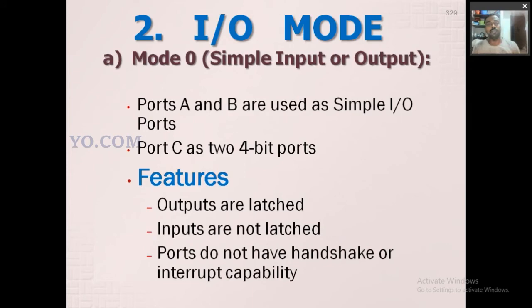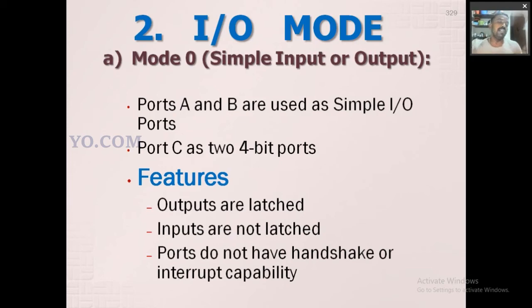Next we are going to see the IO mode. The IO mode is again divided into 3 types: mode 0, mode 1, and mode 2. Port A and port B are used as simple IO ports, and port C acts as a 4-bit port. In BSR mode, port C is an 8-bit IO port, but in IO mode, port A and port B are used as IO. Port C is used to transfer the handshake signals between the devices.